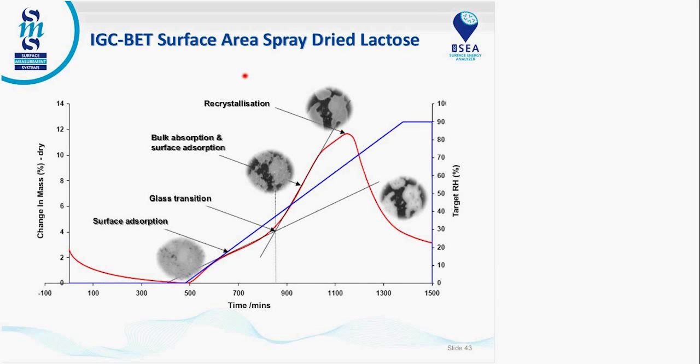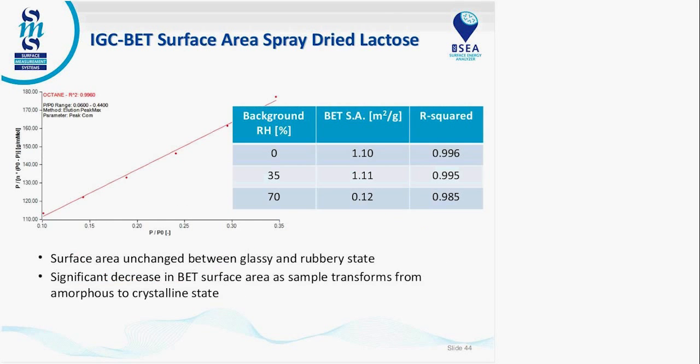Here we have a spray-dried lactose. This is dynamic vapor sorption data. We can see at low humidities we have surface absorption. Around 35% RH it goes through the glass transition. Then around 60% RH it goes through a moisture-induced phase change from the amorphous phase to the crystalline phase. So on the same sample, in the inverse GC, we could look at it before the glass transition, at or above the glass transition, and then at or above the crystallization point. And that's what we did with this study.